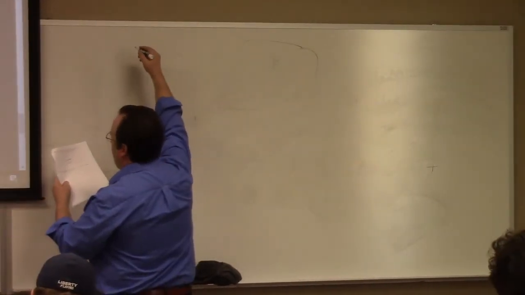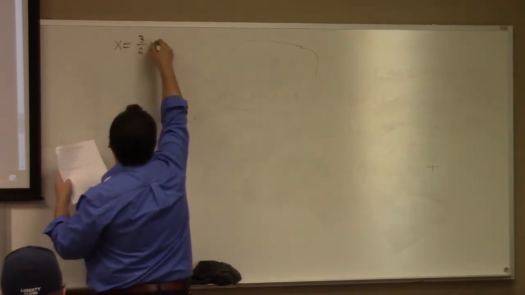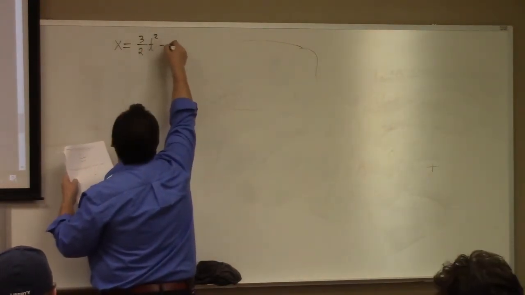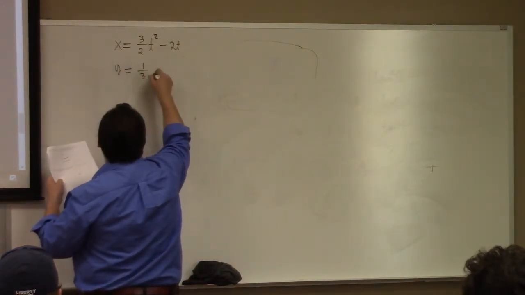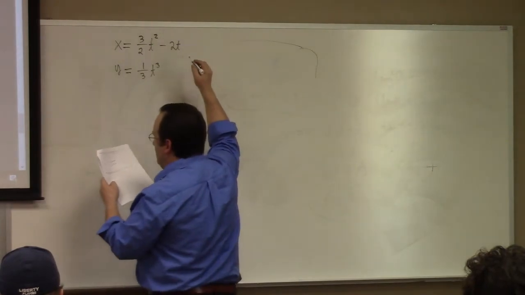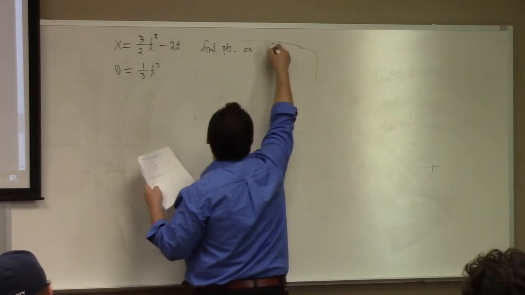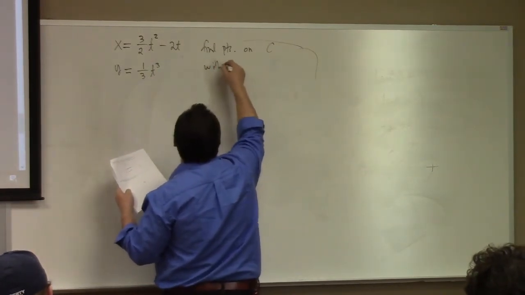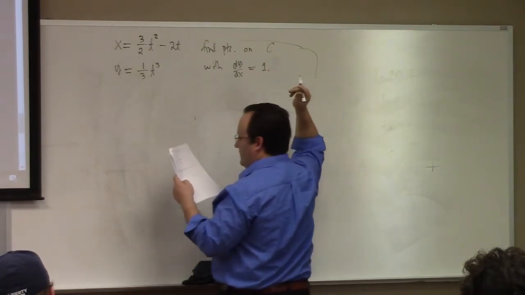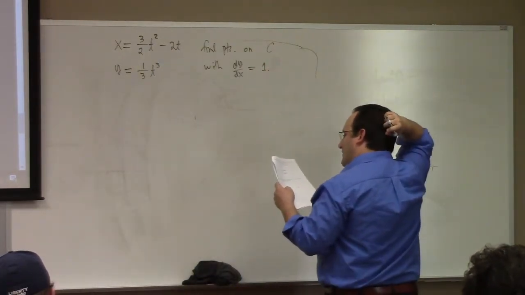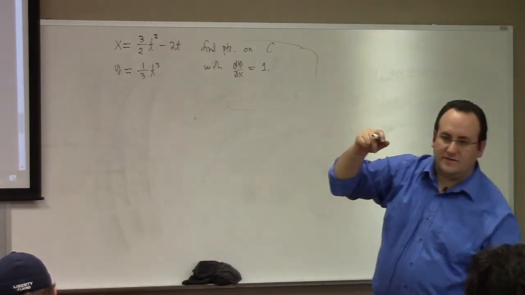So here we have problem 8. We have x equals 3/2 t squared minus 2t, and y is equal to 1/3 t cubed. I said find points on the curve with dy/dx equal to what? Equal to 1, right? Well, that's not quite how I asked it, is it? I said find which points on C have tangent lines which are parallel to y equals x.